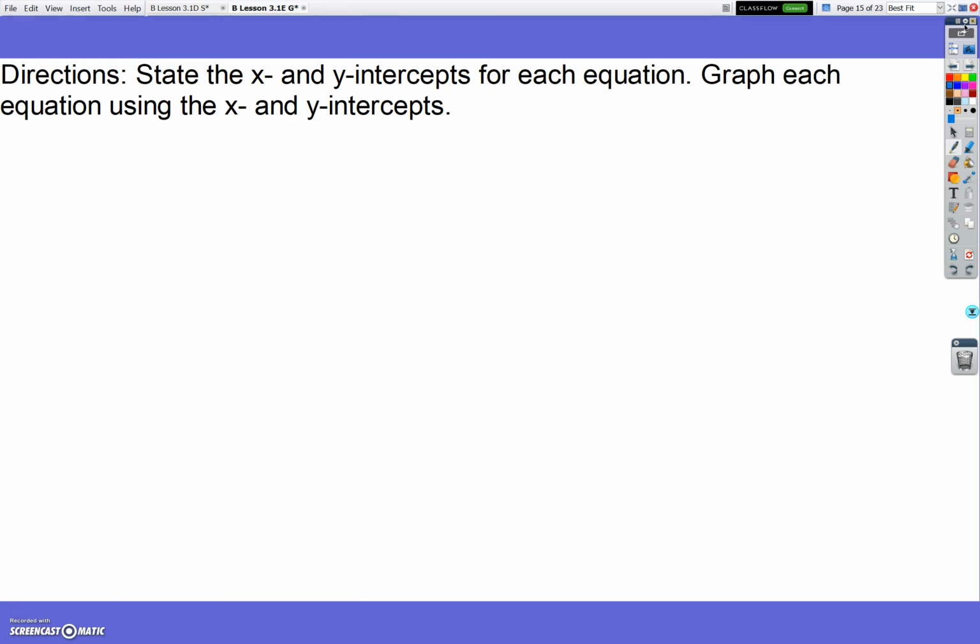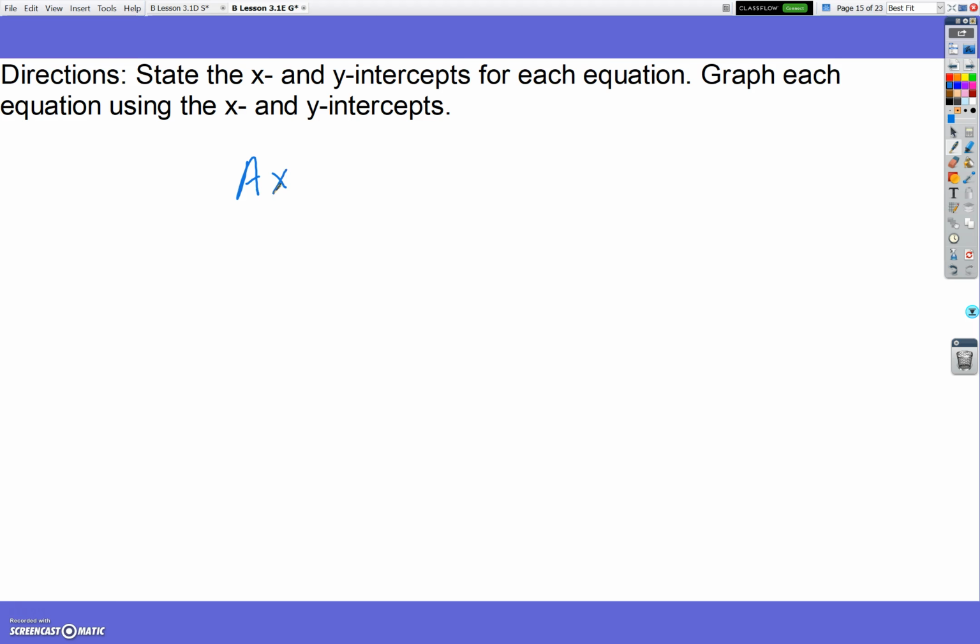Alright guys, so let's go ahead and look at the last video. This is 3.1e part 2. And so let's go ahead and finish these notes. It says state the x and the y intercepts for each equation. Graph each equation using the x and y intercepts.